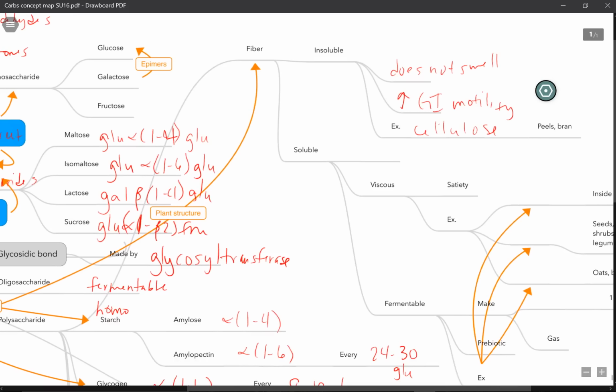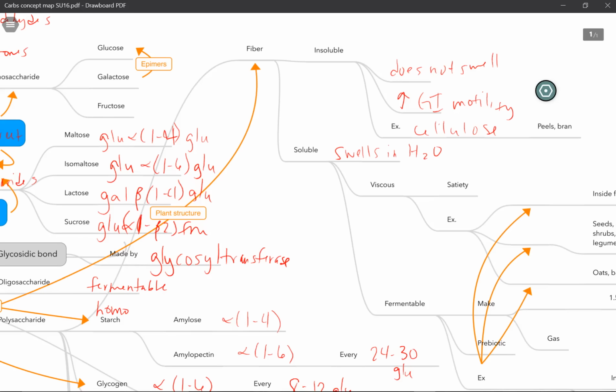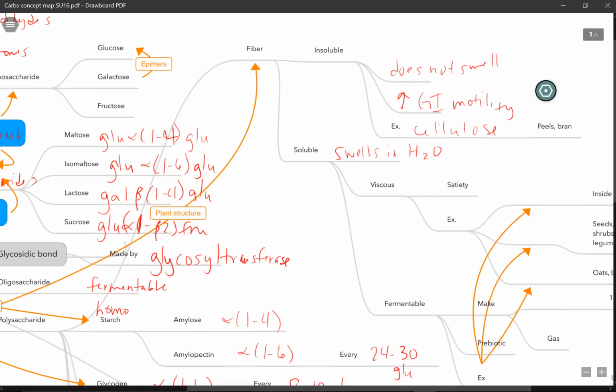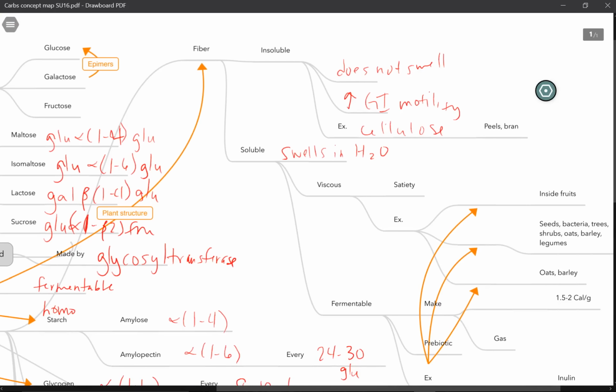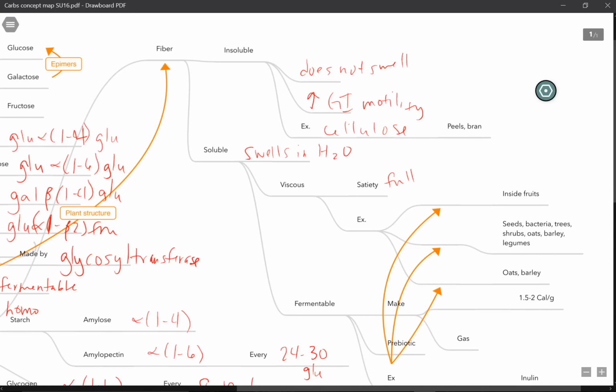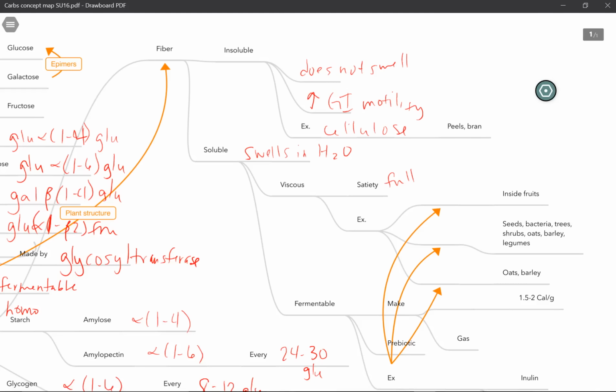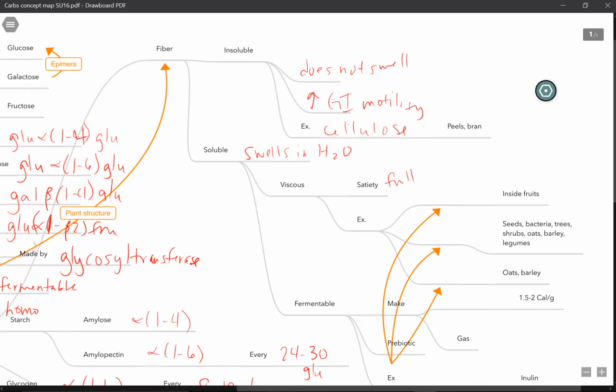Your soluble fibers are those that do swell in water. And of the soluble fibers, some are viscous, some are fermentable, some can fall into all categories. Some that are viscous are more likely to have an increase in satiety, which means makes us feel a little bit more full. And remember, there's only about 22% of all fibers do have that effect, that satiety effect. Some examples of our viscous fibers would include things like your pectin.